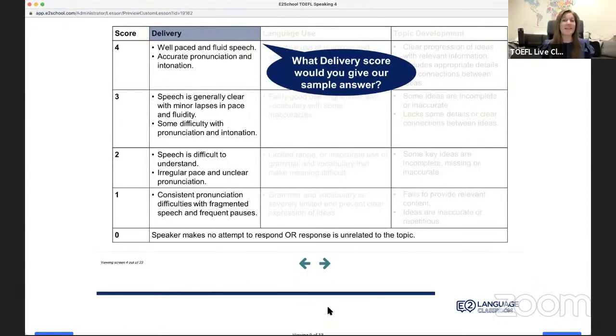So, what delivery score would you give our sample answer? I'll give you a minute to read through each band, 4, 3, 2, 1, 0, and let me know in the chat what score you would give our response.